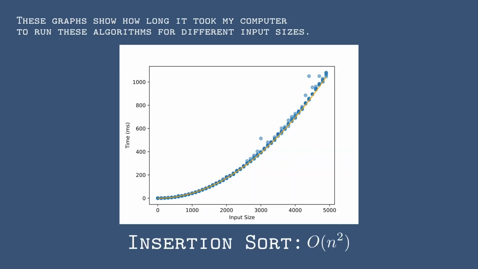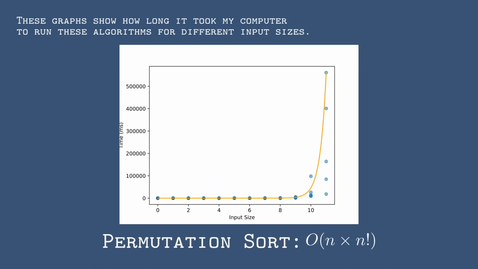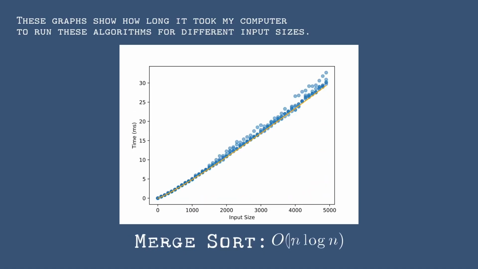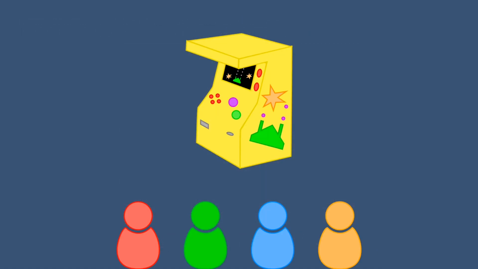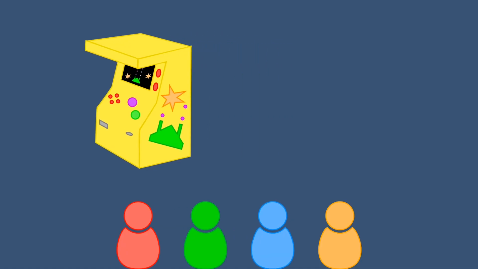Using similar reasoning, we can find the big O of the other 2 algorithms. Permutation sort is big O of n times n factorial, which is very bad, and merge sort is big O of n times log of n, which is very good. Since n times log of n grows the slowest, your team decides to implement merge sort into your arcade game, allowing users' scores to load quickly and efficiently.